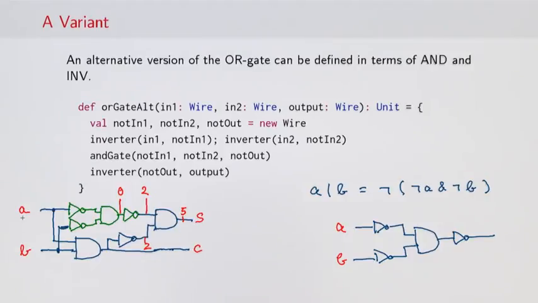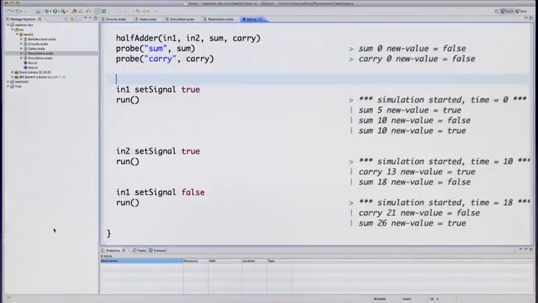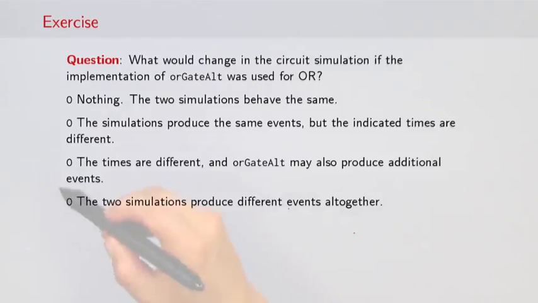So the moral of this is that in these circuit simulations, you have to give it some time to let the circuit stabilize itself. That's also true for actual circuits. So the initial results here can sometimes be misleading. So the answer, which maybe was surprising to you, would be the times are different, and the alternative version of the OR gate can also produce additional events. Why? Because it's built from more components that take more time to stabilize themselves.